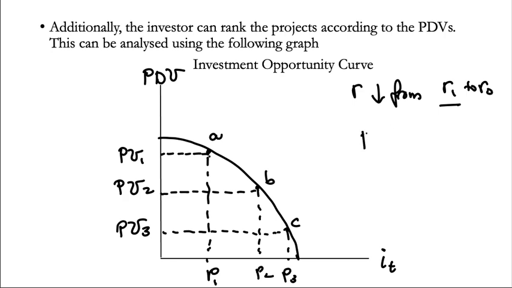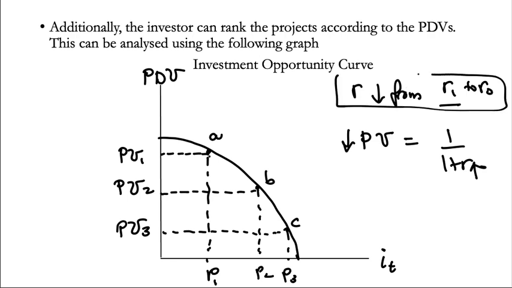So if you can recall back, present value or present discounted value is actually close to 1 plus R. Increase in interest rate, decrease in present value, and vice versa. So in our case here, obviously present discounted value will increase.